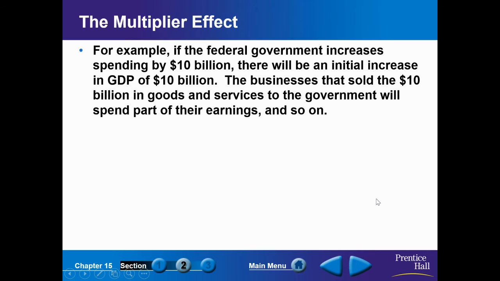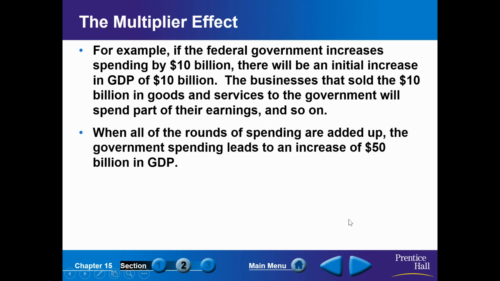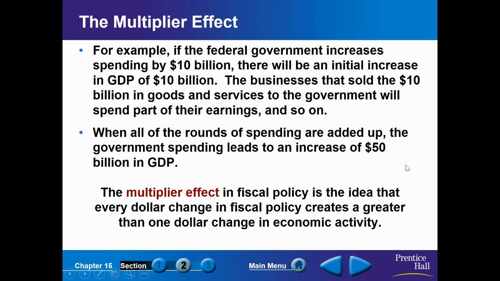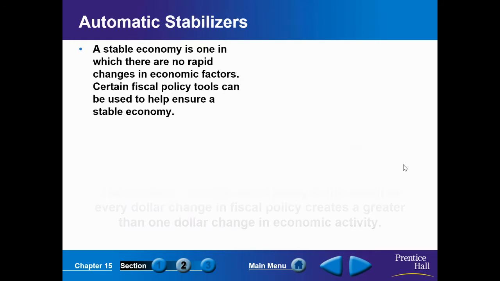The multiplier effect, again, if you take an example like this here, 10 billion is sold in goods and services to the government. They will spend part of that. When it circulates to the rest of the economy, it could increase as much as 50 billion in GDP. That is what the multiplier effect is. Okay. As far as automatic stabilizers go, I know that that is on your vocab list and it's something I want you to be familiar with.